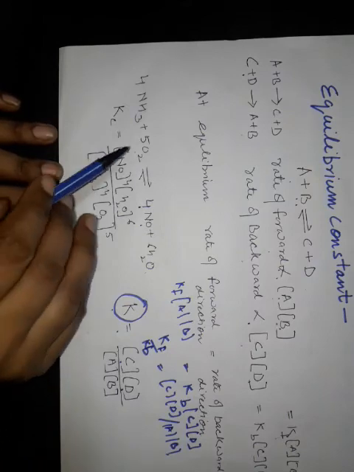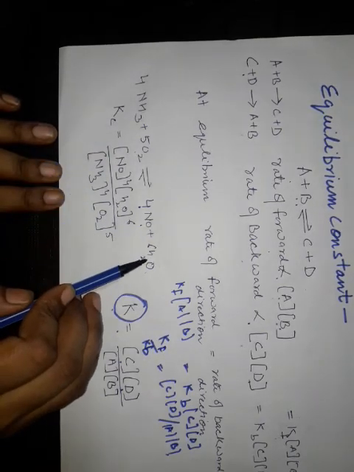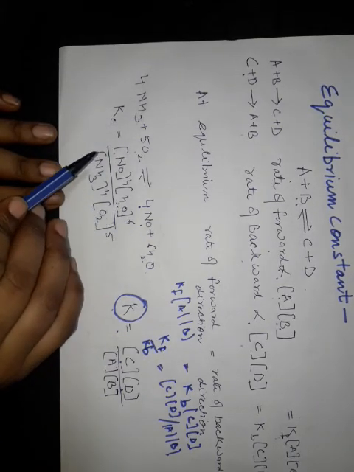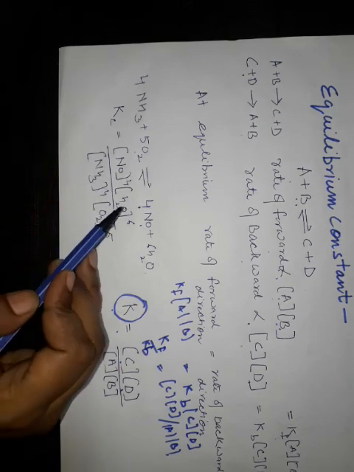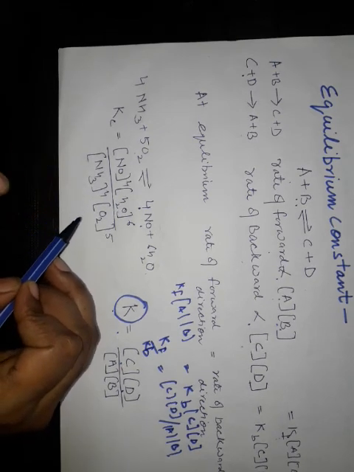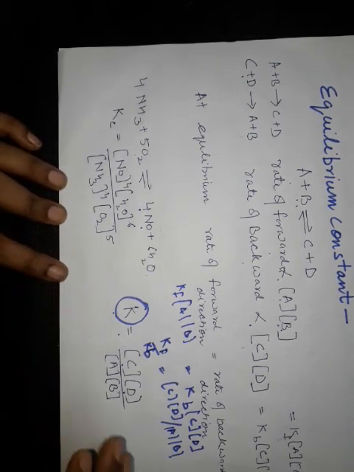I am again repeating, equilibrium constant is equal to the product of concentration of products by the product of concentration of reactants raised to the power of their stoichiometric coefficients.